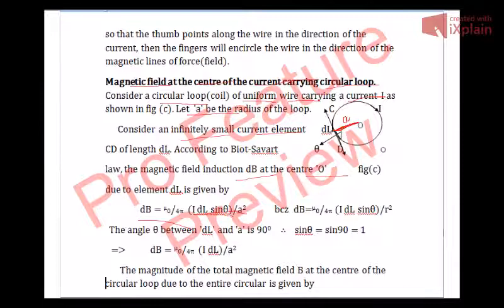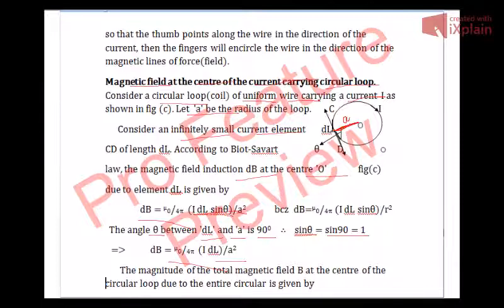The angle theta between dl and a, as you can see from the figure, is 90 degrees. So sine theta is equal to sine 90, and it will be equal to 1. The value of sine 90 is 1. This implies dB will be equal to mu naught upon 4 pi I dl by a square.